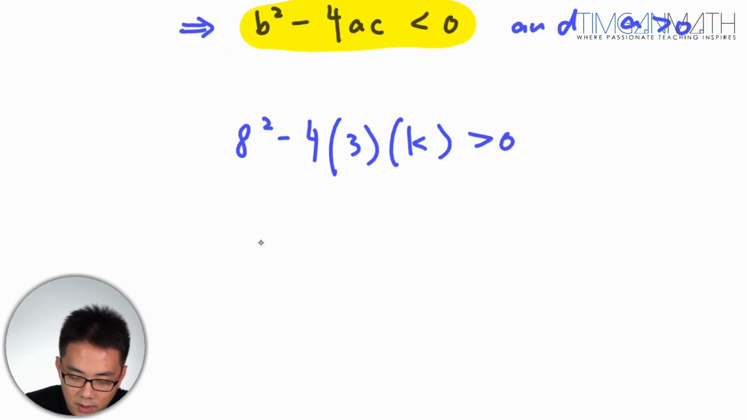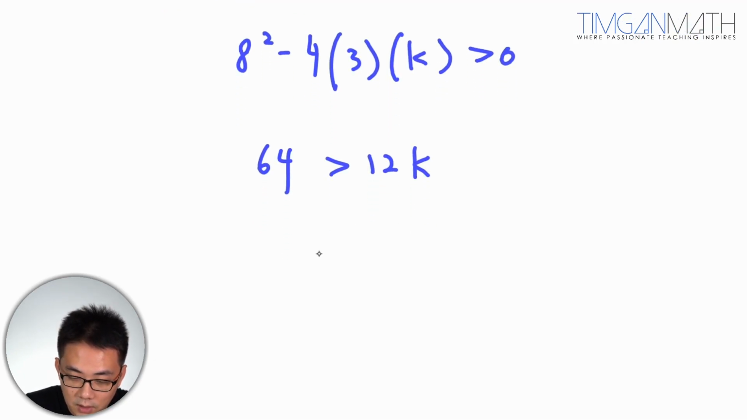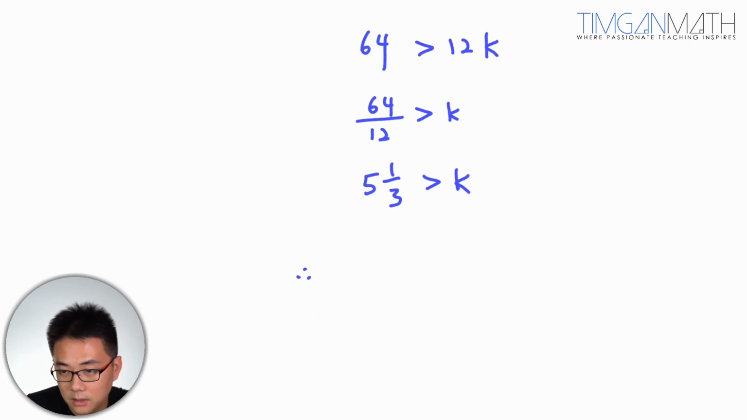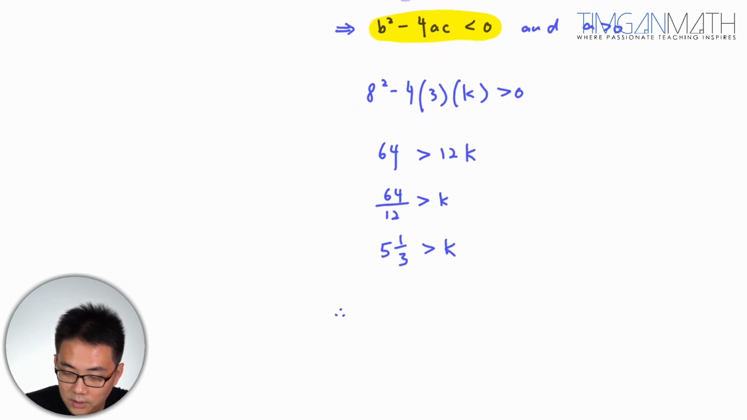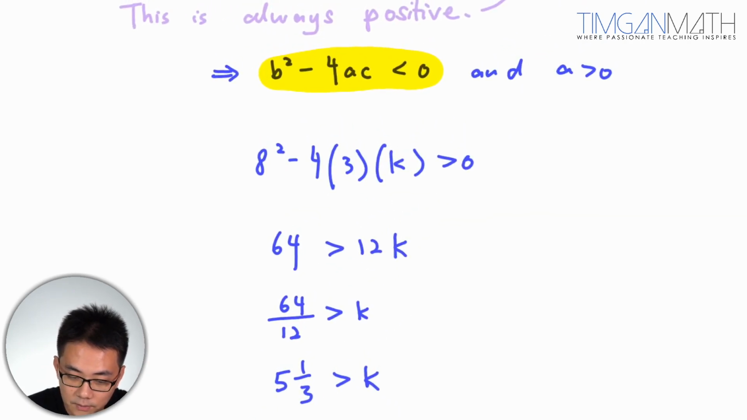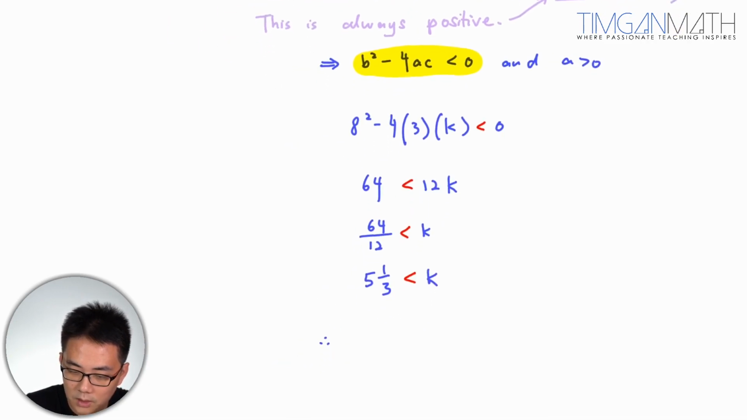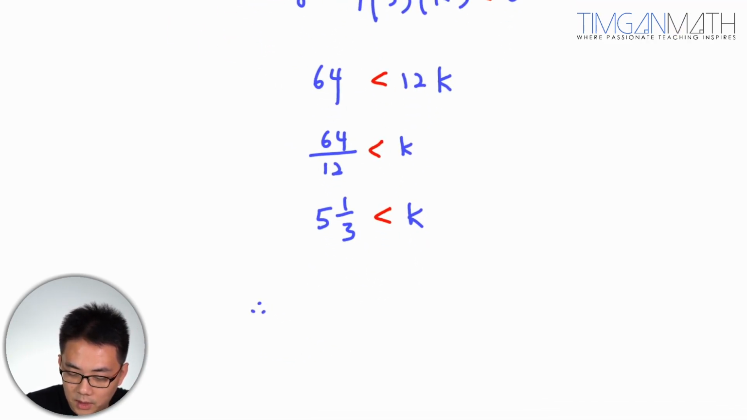Okay, so here we have 64 less than 12k, and essentially you have k bigger than 64 over 12, which is actually 5 1/3. So this part here will be k bigger than 5 1/3.